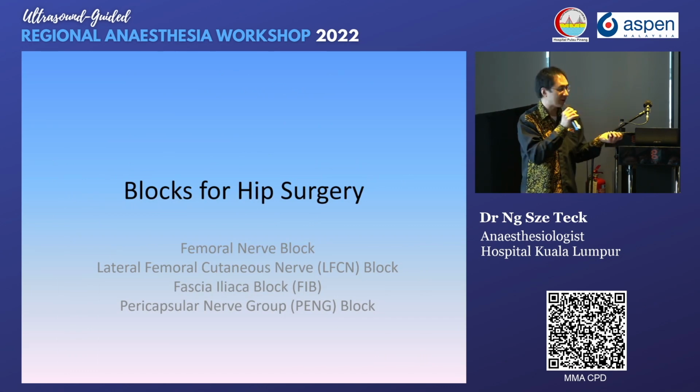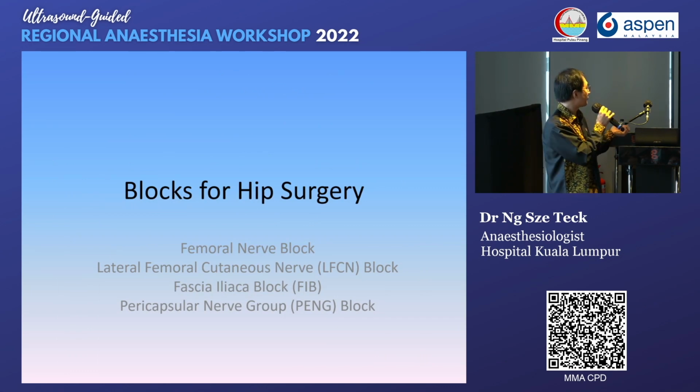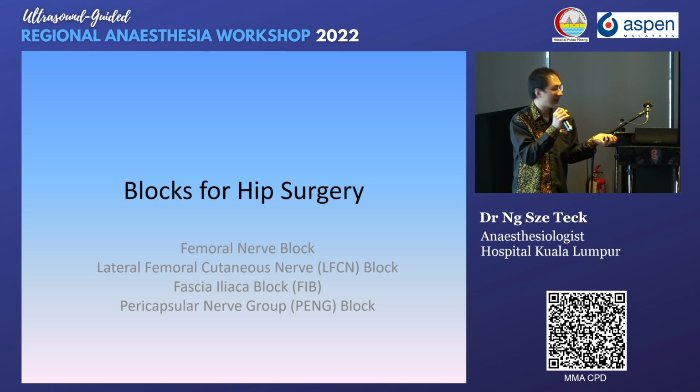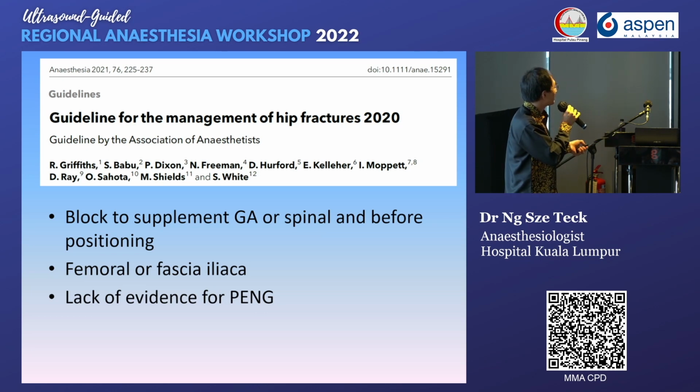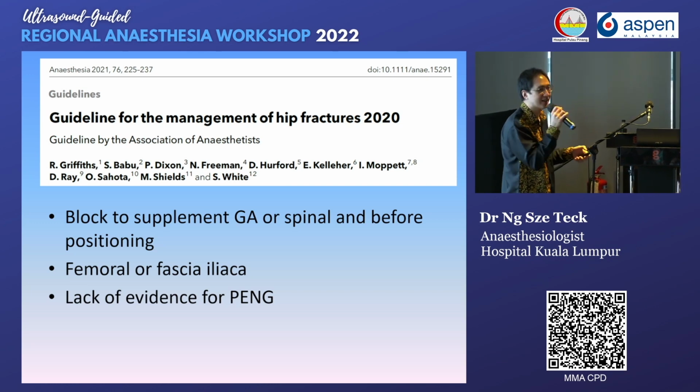Now we move into the blocks for hip. So we include femoral, LFCN, fascia iliaca, pericapsular nerve group block. I just want to share with you this guideline, in Anaesthesia 2021, for hip fracture.